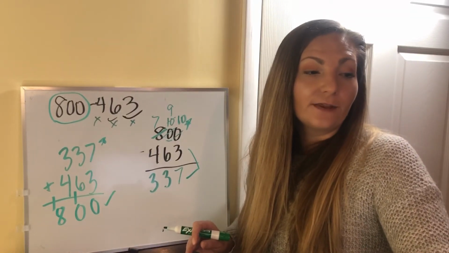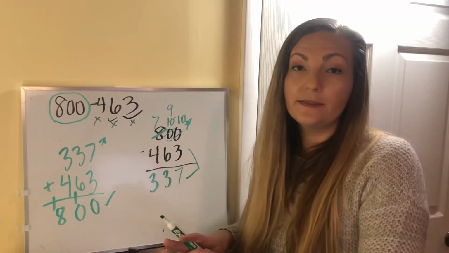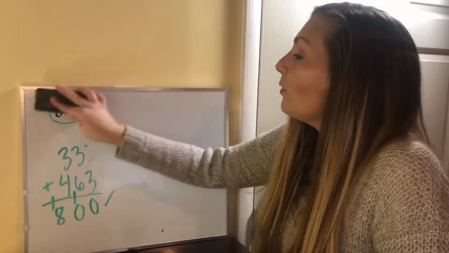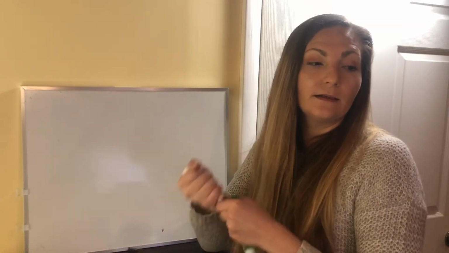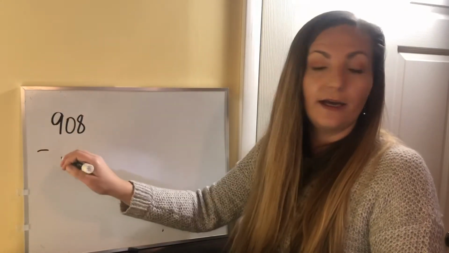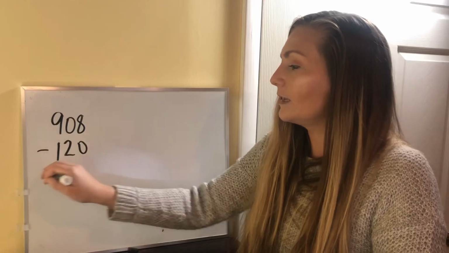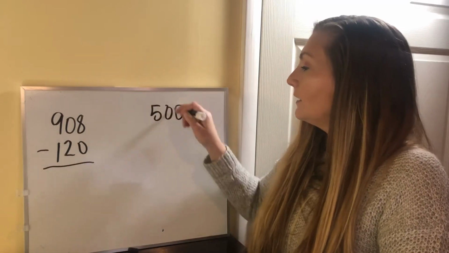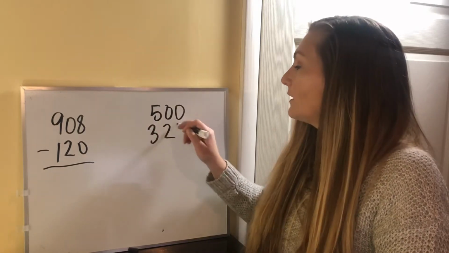All right, so for the last 2 problems, I hope you solved those on your own. I'm not going to go through the whole thing with you for both of them, but I will go through the vertical method for those two problems and see how they went. So I'll do 908, take away 120, and the last one I gave you was 500, take away 327.